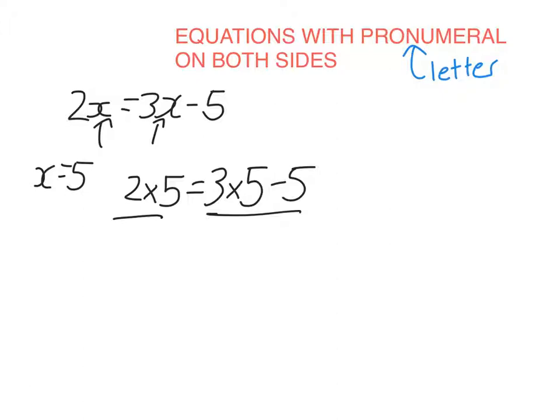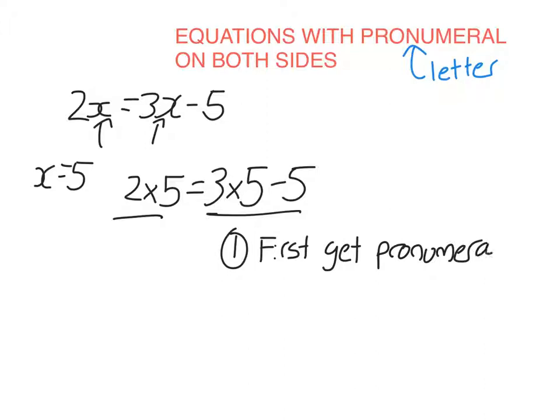So when you're trying to solve an equation like this, what you must do is first get the pronumeral, whatever the letter is, A, B, C, X, Y, Z, whatever it is, on one side of the equation. I sort of mentioned this last video. What I was saying in the last video was that if x is in more than one spot, you need to first get it to one spot. Of course, you have to do that.